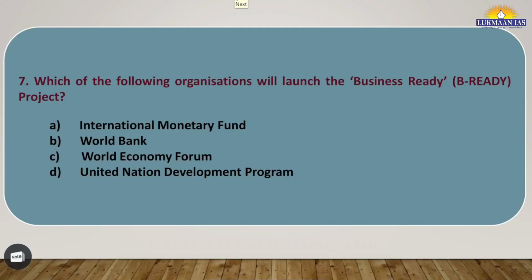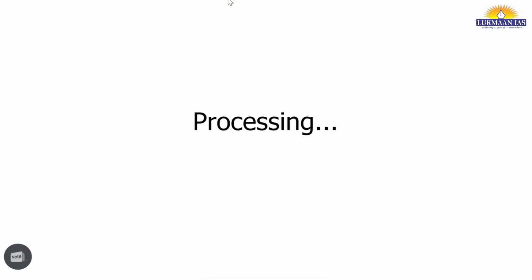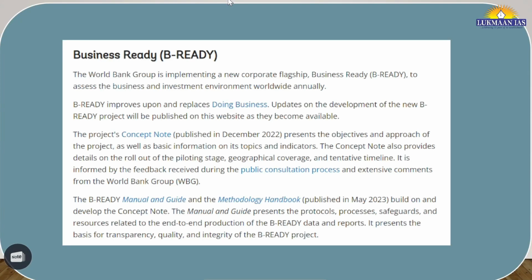Now, which of the following organizations will launch the Business Ready or B-Ready project? Yes, this is World Bank Group. B-Ready will replace the earlier Doing Business. ठीक है, जो ईज ऑफ डूइंग बिजनेस और डूइंग बिजनेस जो प्लेटफॉर्म था, this will be replaced by Business Ready now. Remember, this is World Bank Group. B is the correct answer. Yes.